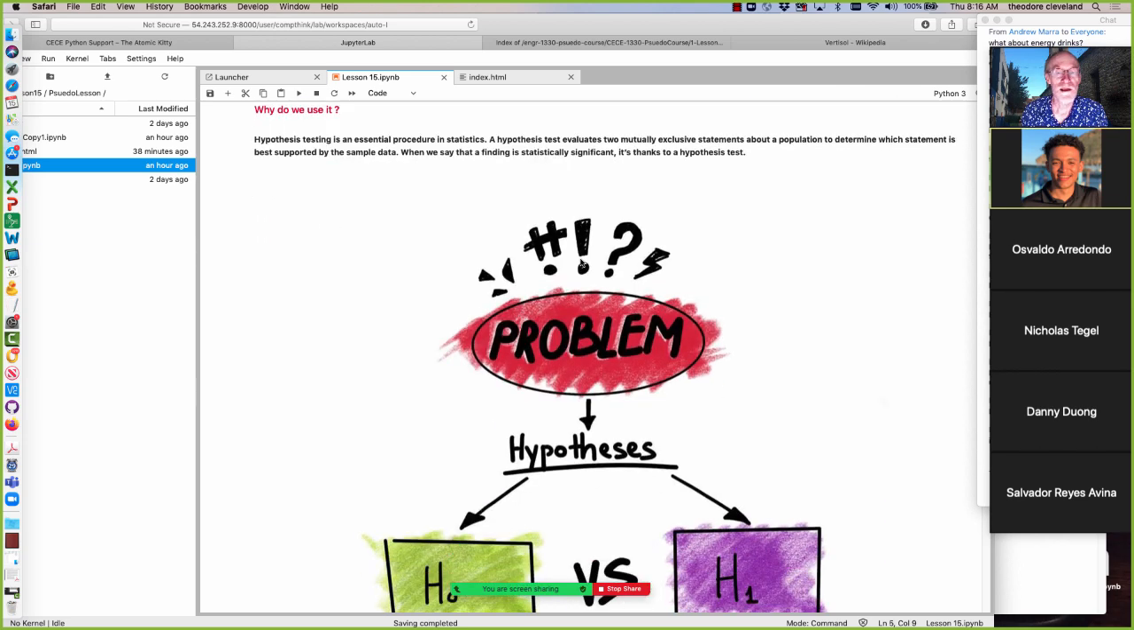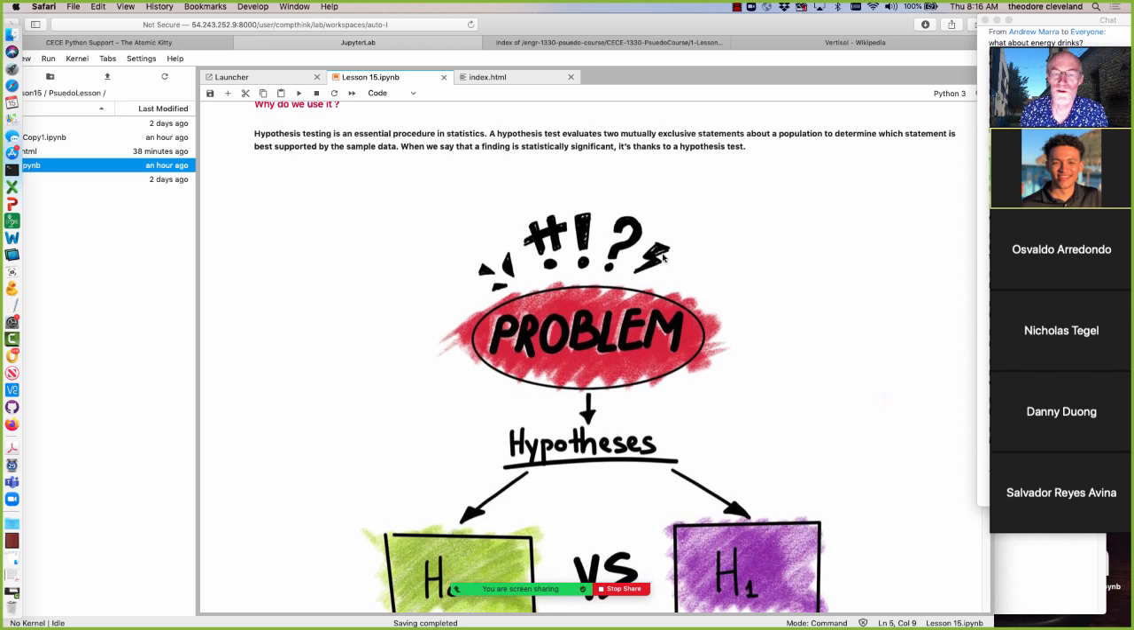So here's how we use it. This is a cool graphic, by the way. So it's a method, it's a procedure, or a set of rules or recipe that we follow. And what it's intended to do is provide a way to evaluate two mutually exclusive statements about a population to determine which statement is best supported by the evidence, the sample data.